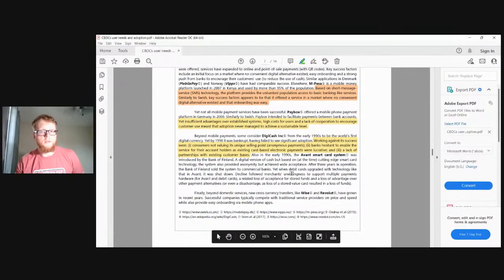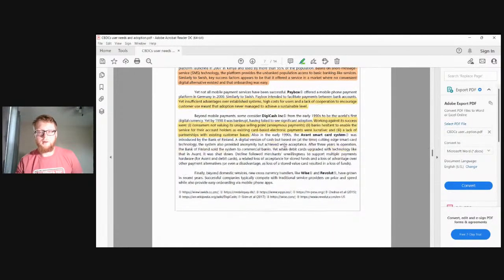And there's also some that didn't pan out, for example Paybox, which was in Germany in 2000. It said insufficient advantages over the established system. So it wasn't good enough to overcome the hump relative to the current system they already had. So high costs for users and a lack of cooperation to engage customer use meant that adoption never managed to achieve a sustainable level, right?